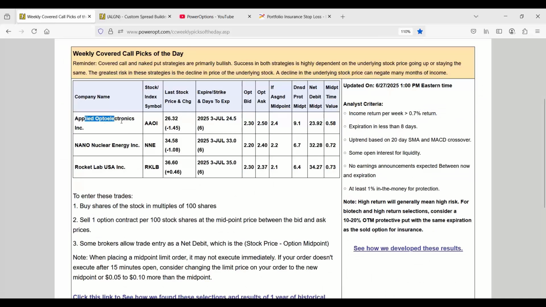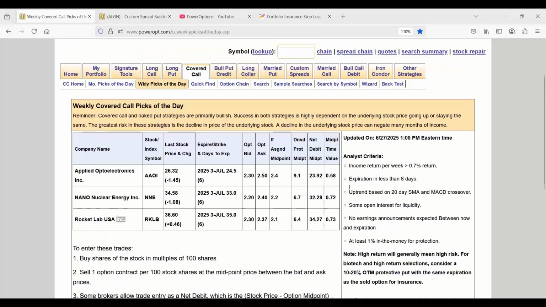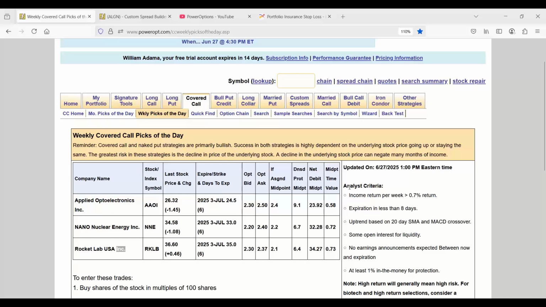And there it is. There's Applied Optoelectronics, AAOI, Nano Nuclear Energy, Rocket Lab USA. It's an interesting one. But you can go ahead and click on see how we developed these results to see how the testing was done, what was done, changes that were made. Essentially 75 to 80 iterations were done for the weekly covered call picks of the day and the monthly covered call picks of the day, using the option criteria, stock technicals, and stock fundamentals, running different iterations over different market conditions to see which performed best over time. And that's what we've got there. Those are our default searches.